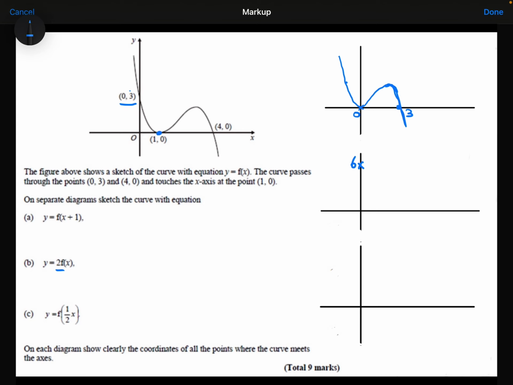Where it touched on the x-axis here, where the y-coordinate was 0, it's still going to be 0. And again, where it passes through here at (4, 0), it's still going to pass through at (4, 0). So my curve is going to look like this. It's just stretched in the y direction, so it's going to go up more in the y direction, like that.